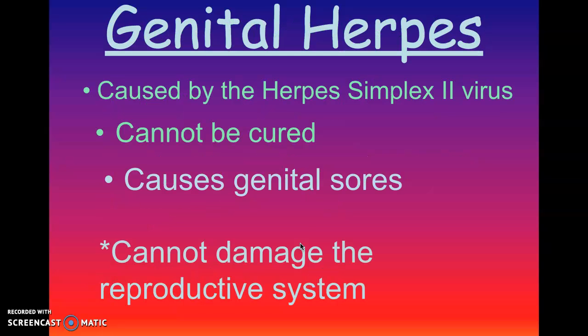All right, so first one, genital herpes. Genital herpes is caused by a virus called herpes simplex 2. You may have heard of oral herpes, which is the virus called herpes simplex 1, which causes cold sores. That is not a sexually transmitted disease, but genital herpes is. Once a person has this, it can't be cured. It will cause genital sores, like little blisters or outbreaks. Most of the time, a person has these outbreaks once or twice a year, so they don't always have these sores. Another thing to note is that genital herpes cannot cause damage to the reproductive system.